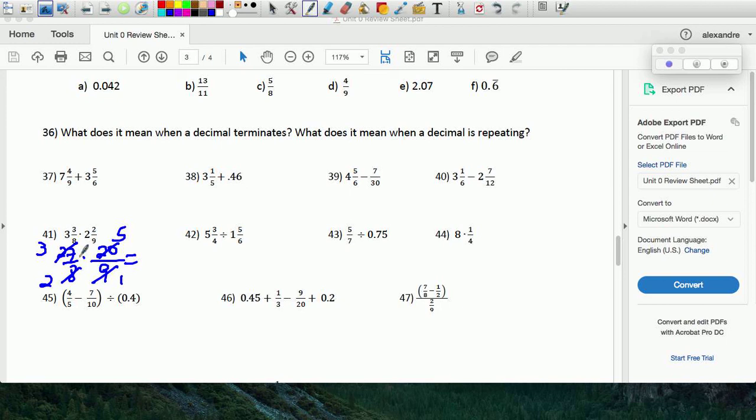Now there's nothing else to do. So 3 times 5 on the top is 15. 2 times 1 at the bottom is 2. 15 over 2, which is the same thing as 7 and 1/2, because 2 goes into 15 7 times, so there's 1 left over over 2. Next one, 4 times 5 is 20, plus 3 is 23 over 20.